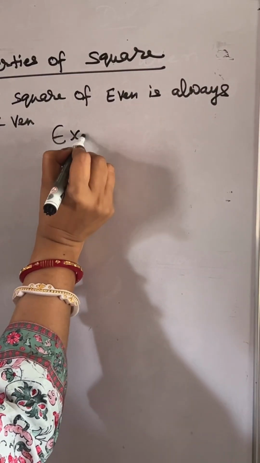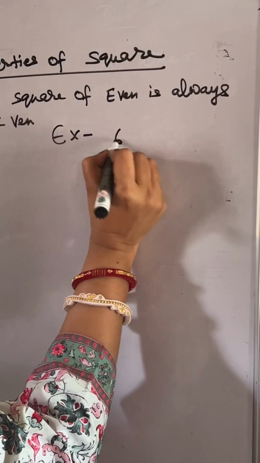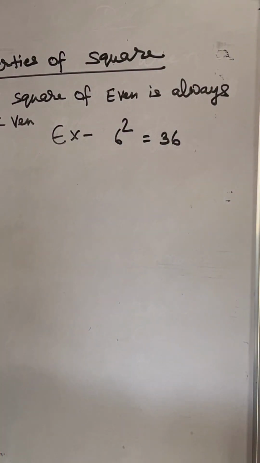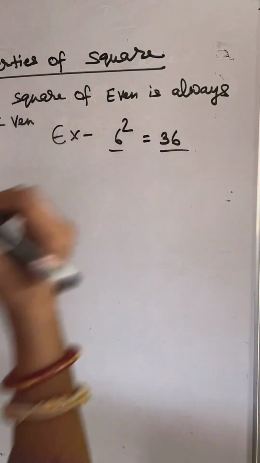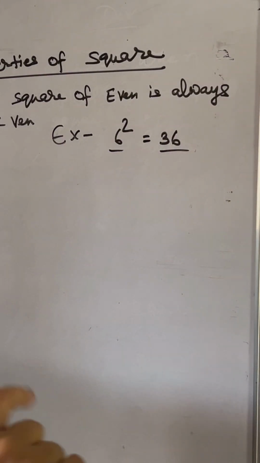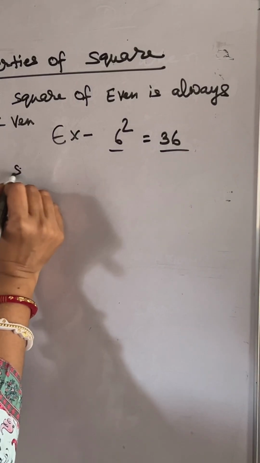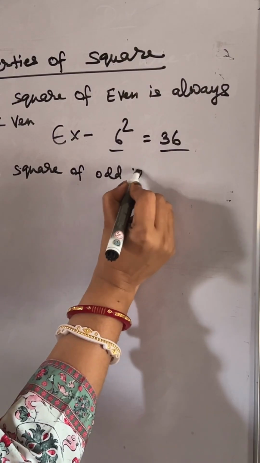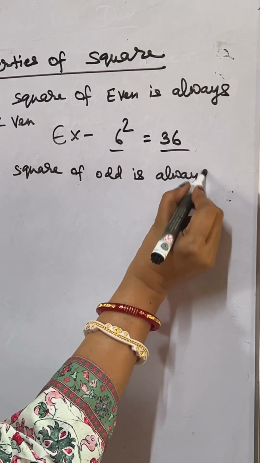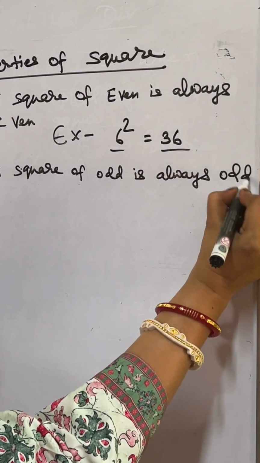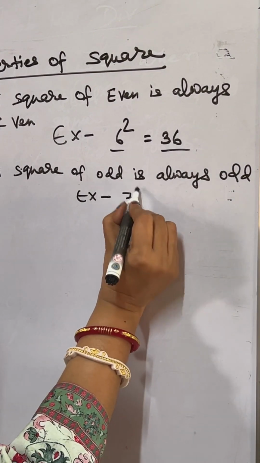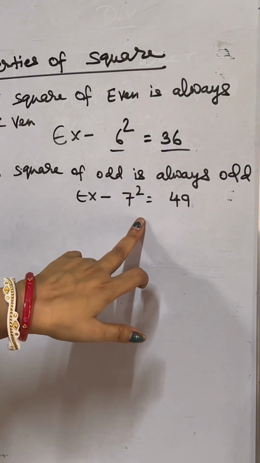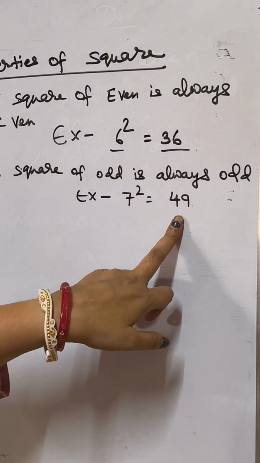For example, 6 square equals 36. So 6 is an even number and its square 36 is also an even number. Similarly, a square of odd is always odd. Example, 7 square is 49. So 7 is an odd number and its square is also an odd number.